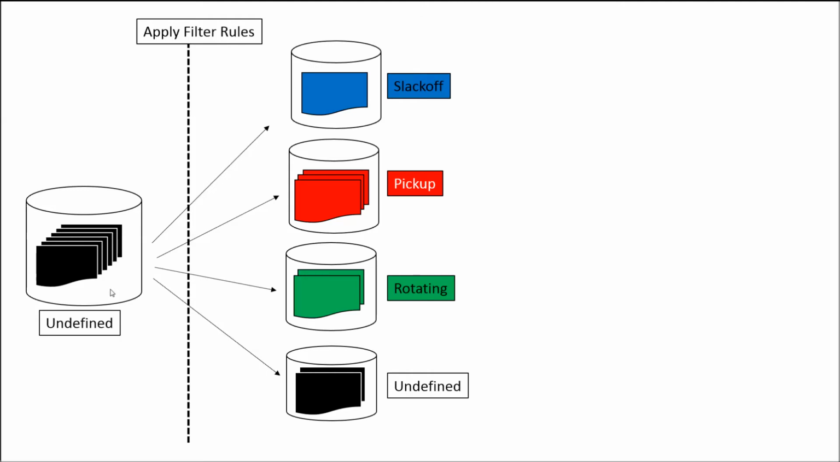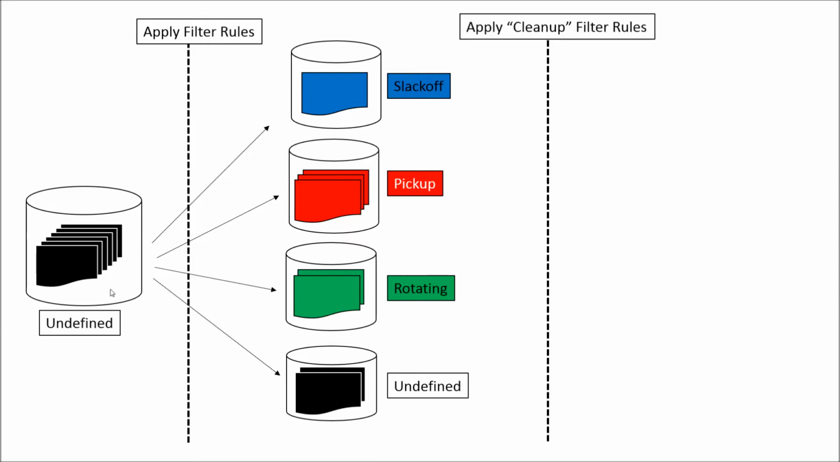We have a bin called slack off. We have a bin called pickup. We have a bin called rotating off bottom. We also still have a bin called undefined. But depending on how those rules work out, you're going to break that data down into smaller buckets. The data doesn't get deleted. It doesn't get removed. It just gets categorized into different buckets, kind of like how we categorize people sometimes.